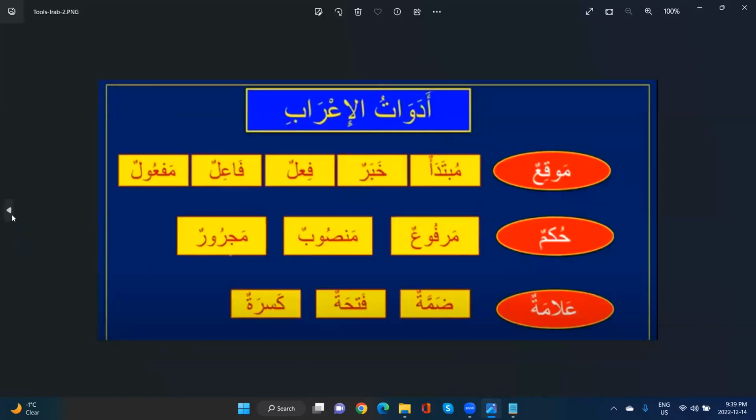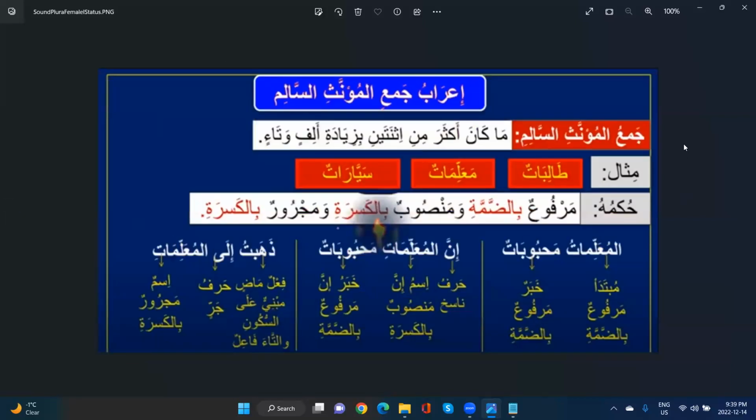Now let's look at the muannas one. Remember our key sentence, the key noun was muslimatun. Nasab and jar is muslimatin. So ma kana aksara min isnataini bi ziyadatin alfin wa ta'in. Muslimatun, muslimatin. Al marfu'u bid dammati wa mansubun bil kasrati wal majru'un bil kasrati. What is the status? How do you know? The marfu will be damma, and both majroor and mansub will be bil kasra.